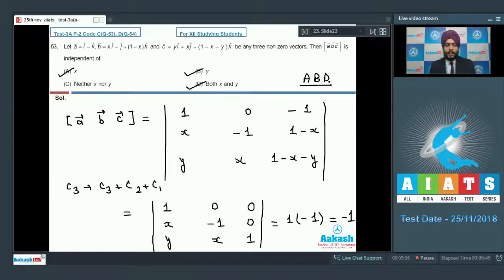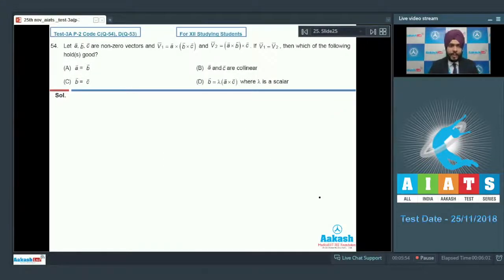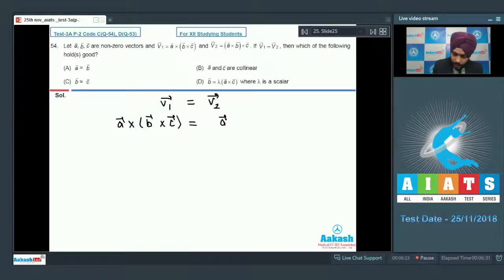Let us move on to the next question, that is 54. Question number 54. Let A vector, B vector, C vector be non-zero vectors, and V1 vector is equal to A cross B cross C vector, and V2 vector is equal to A cross B cross with C vector. If V1 vector is equal to V2 vector, then which of the following holds good? So a very simple question based on vector triple product. V1 is equal to V2. That means A cross B cross C is equal to A cross B cross with C. So let us apply the expansion.